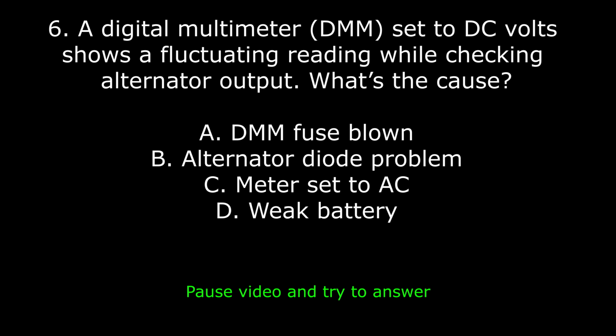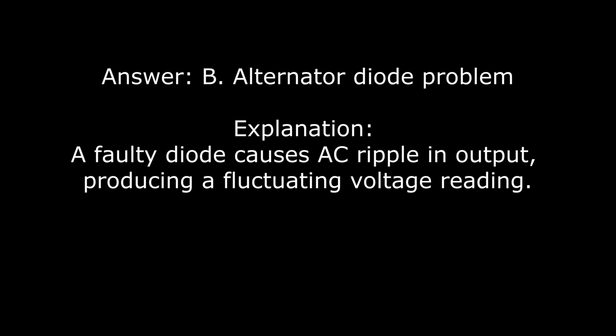6. A digital multimeter, DMM, set to DC volts shows a fluctuating reading while checking alternator output. What's the cause? A. DMM fuse blown. B. Alternator diode problem. C. Meter set to AC. D. Weak battery. Answer: B. Alternator diode problem. Explanation: a faulty diode causes AC ripple in output, producing a fluctuating voltage reading.